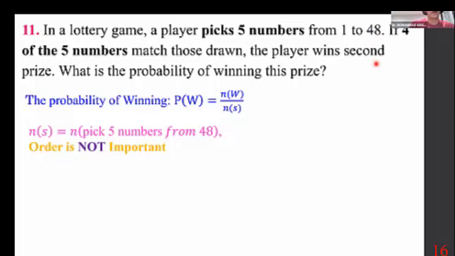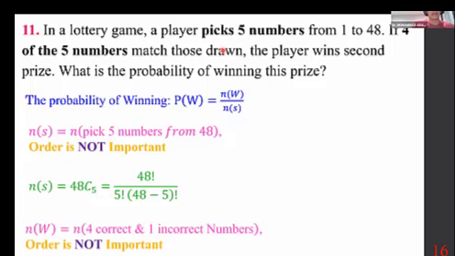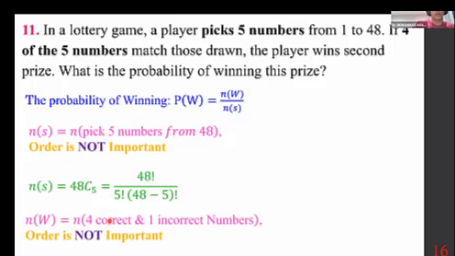So this is a simple combination of 48, pick 5. That would be the total sample size. But n of winning, what do we need to do to win if 4 of the 5 numbers match those drawn? That means we want 4 to be correct. As long as 4 is correct, we are in good shape. And 1 could be incorrect. Again, order is not important. It makes it a combination as far as the concept is concerned.